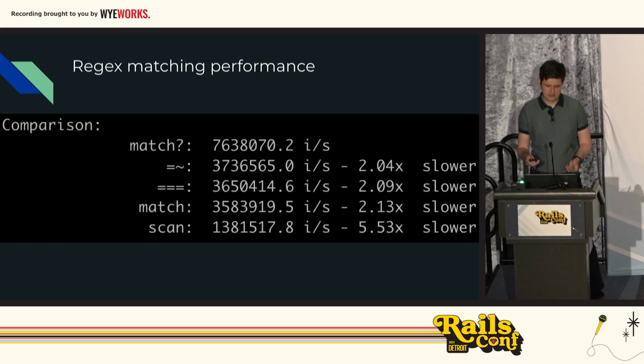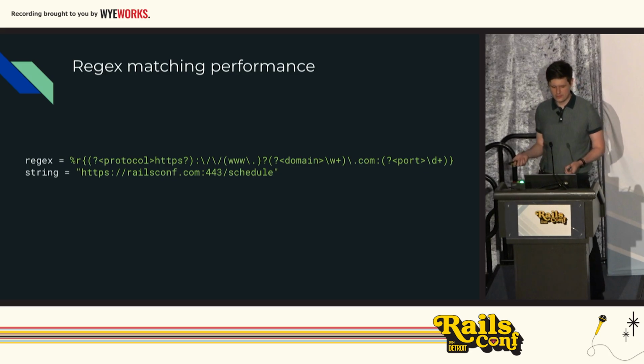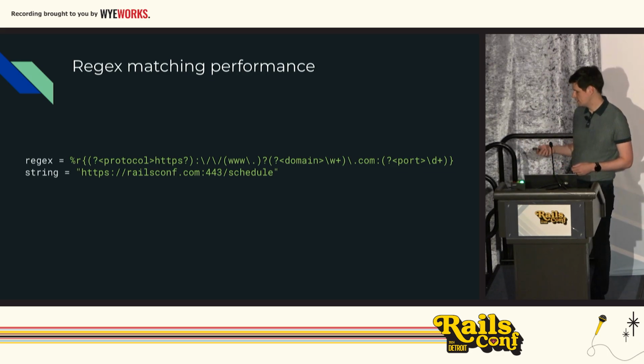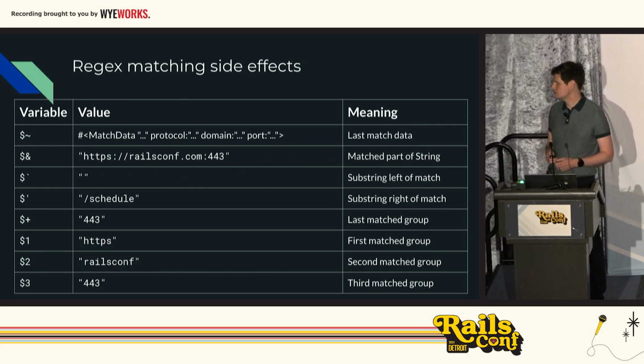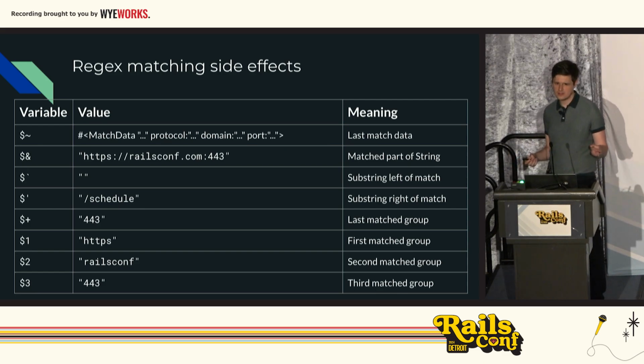So getting back to those side effects, if we have this same regular expression and same string, there's something that Ruby has inherited from Perl that some of us may or may not know about, which are all of these weird global variables that get set when we do our regular expression matching. So every single one of the methods that I've shown so far, aside from the match question mark method, will set these global variables behind the scenes when they run.